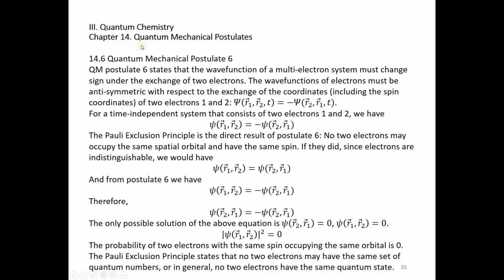Chapter 14, Quantum Mechanical Postulates. Section 14.6, Quantum Mechanical Postulate 6. Postulate 6 states that the wave function of a multi-electron system must change sign under the exchange of two electrons. The wave functions of electrons must be antisymmetric with respect to the exchange of the coordinates of any two electrons.